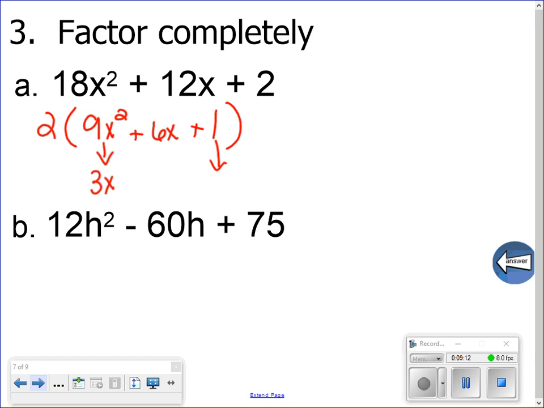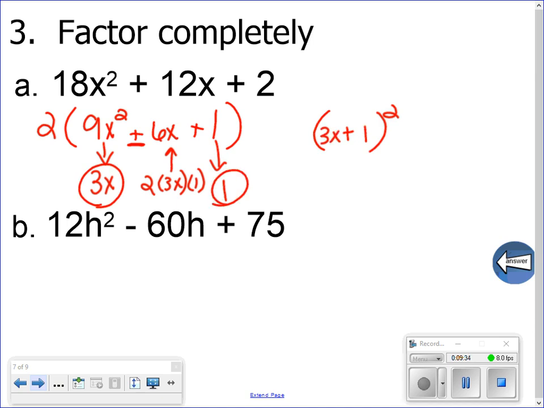Square root the first term, square root the last term, and see if, when I multiply those together and by 2, that gives me the middle term. And it does. And so I have my binomial squared. It's going to be adding because the middle term is addition. Take the square root of my first term, square root of my last term. And then remember we pulled out a GCF. Because I pulled out this GCF of 2, I must include it as one of my factors. So we'll have 2 times 3x plus 1 squared.